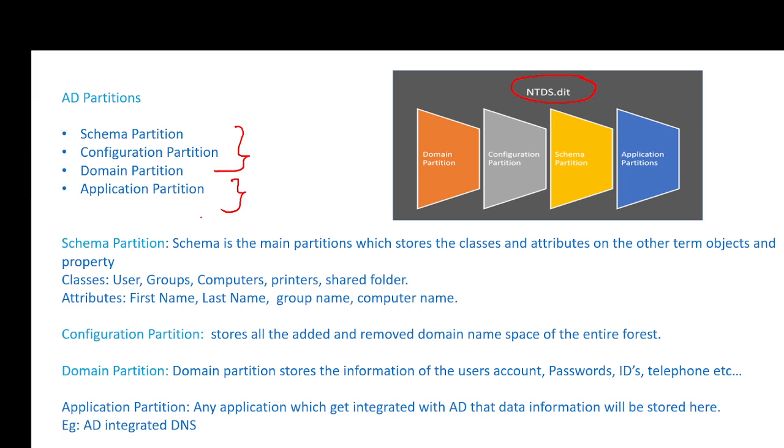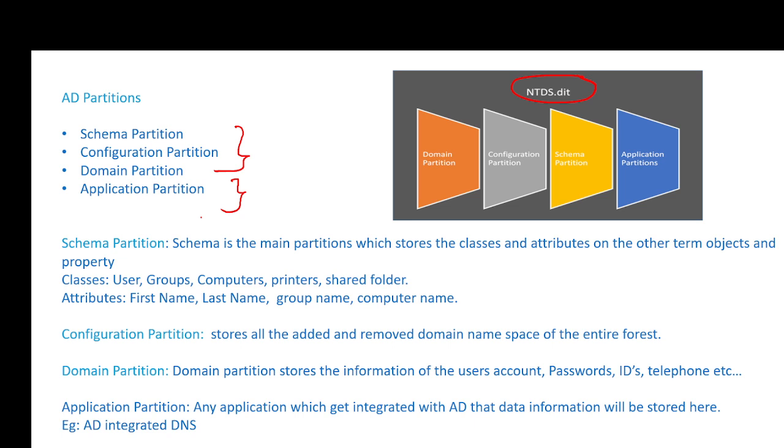And this schema version depends upon the operating system model. Say for example, if you have Server 2016, it will have a separate schema version. If it is Server 2019, it will have a separate schema version. When you migrate from one operating system to a higher operating system, the schema version can be changed. Or if you don't want to change it, you can keep it like that. That is about the schema, a very important partition where you store all your classes and attributes, and the schema version varies from operating system to operating system.